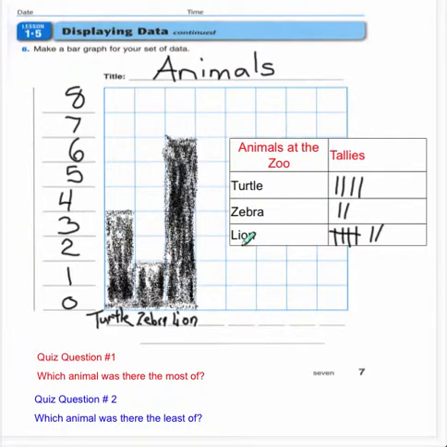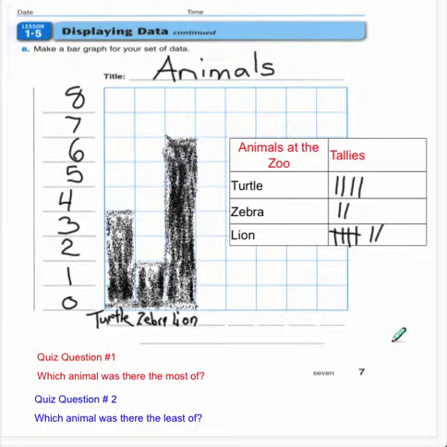This information is shown in another form in a bar graph right behind it. Here is that bar graph. You can see the title at the top is animals. This number system starts at 0 and goes up to 8. And then our animals here are listed at the bottom: turtle, zebra, and lion. You need to look at those bars for that information and answer 2 quiz questions about what you see.